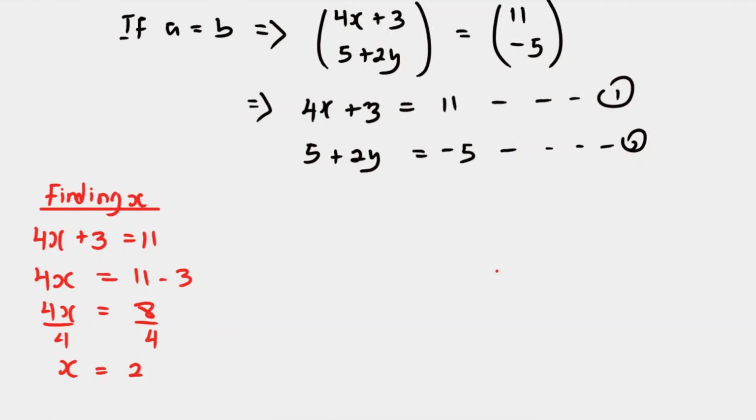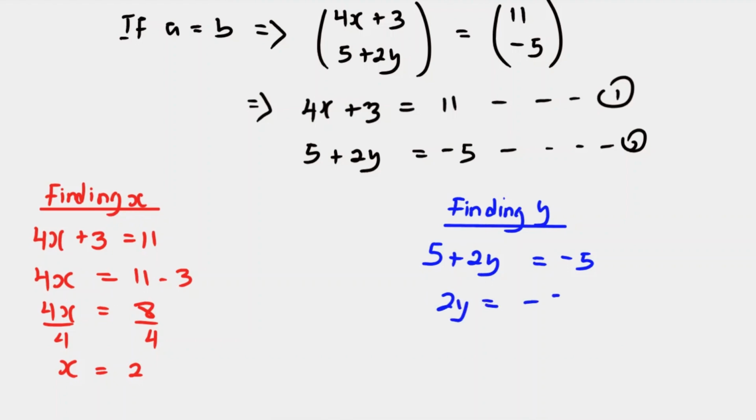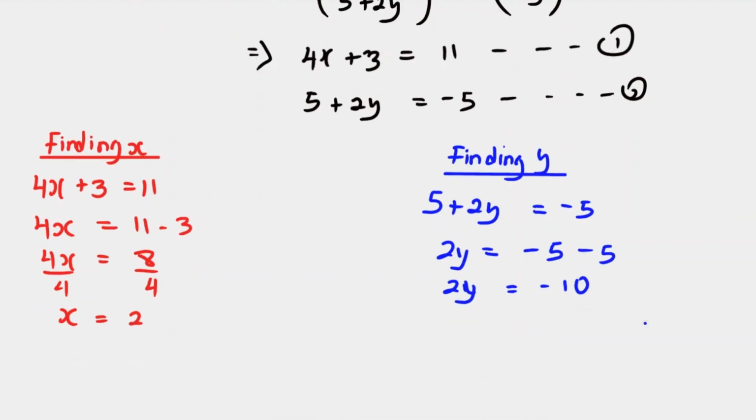Now we can also go ahead and find the value of y. The equation is 5 plus 2y equals -5. So what do we do? You have to subtract 5 from both sides because we want to find y. So we're going to get 2y equal to -5 minus 5. So you have 2y equal to -10. So you have to divide both sides by 2.